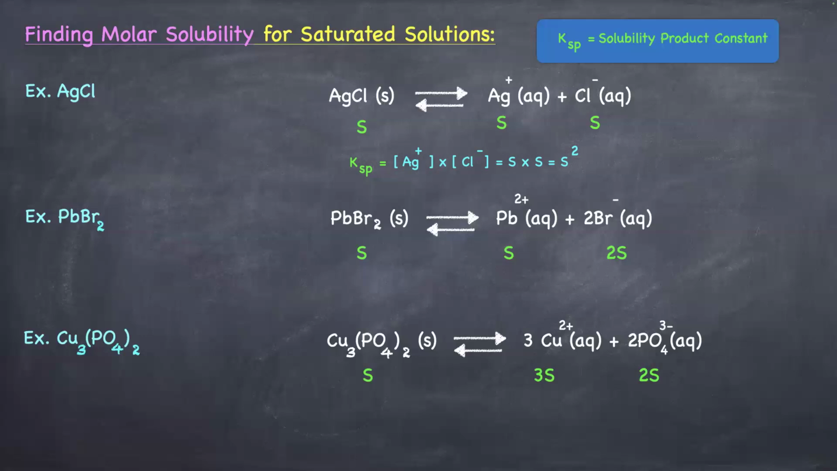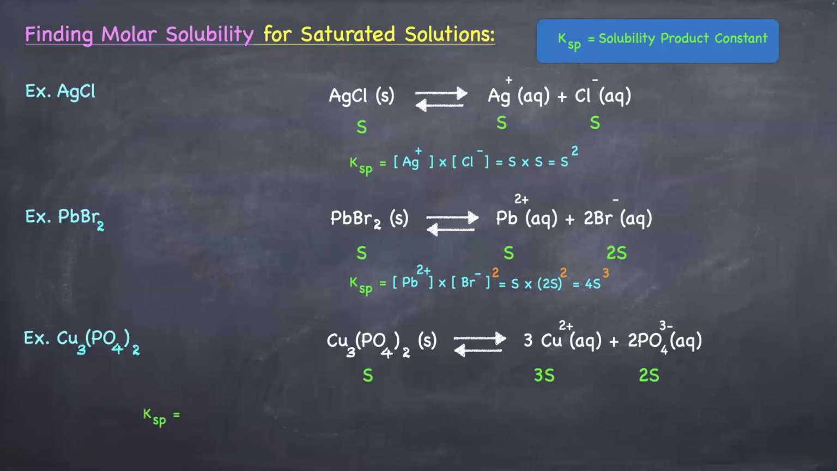For the next one, PbBr2, Ksp would be the concentration of lead-2 plus times Br minus squared. If you remember again from K equilibrium, anytime you have a coefficient, the coefficients become exponents when you're writing the Ksp or K equilibrium expression. Same thing happens over here. Because of the 2 next to the Br minus, it now becomes to the power of 2. Next step for us is to substitute with the S symbol. So it's going to be S times 2S, and now the whole 2S has to be squared. So it's going to end up becoming 4S cubed. So Ksp is now 4S cubed.